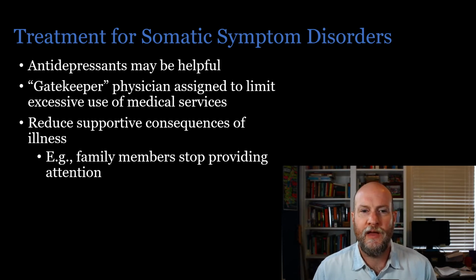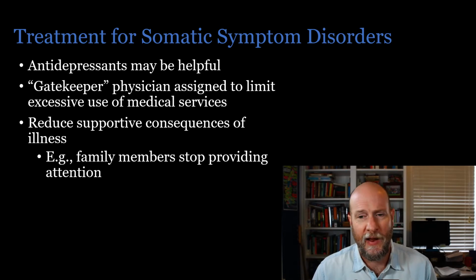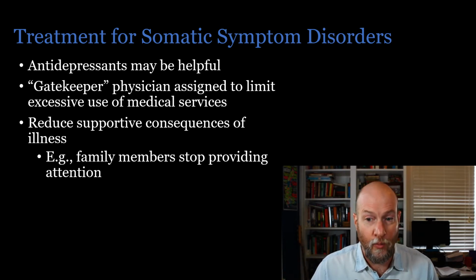You can also do things like reducing the supportive consequences of illness. As we mentioned in possible causes, there's the increased attention and the increased care and sympathy that comes with someone who's saying, oh, I have cancer, I'm sure I have cancer, or I'm sure I have whatever. As a result, what you can do is work with that social support system, whether it's a spouse or parents or loved ones, friends, family, whatever, and encourage them to stop providing that attention, to try and reduce the consequence of that behavior that might be rewarding, that might be keeping this thing alive.